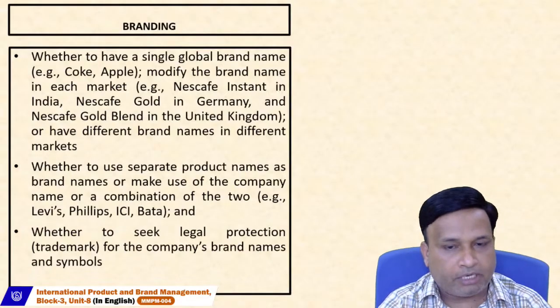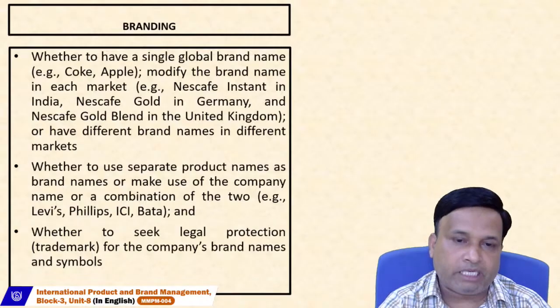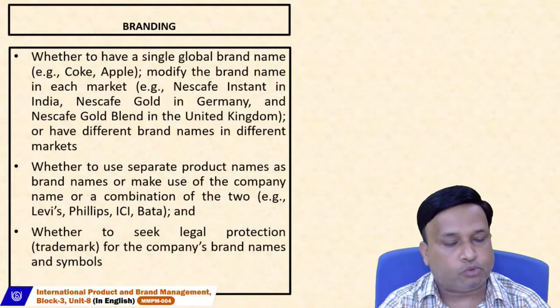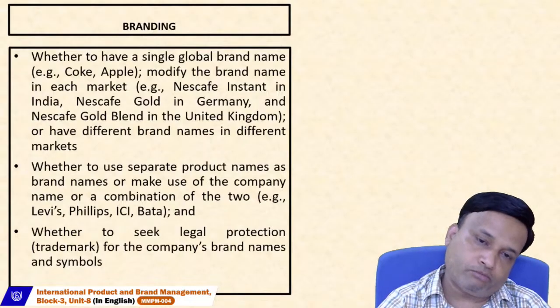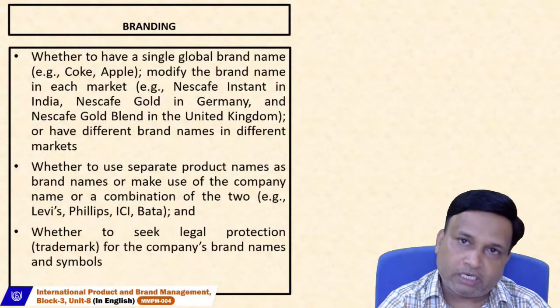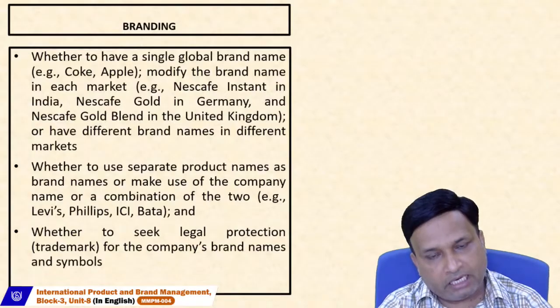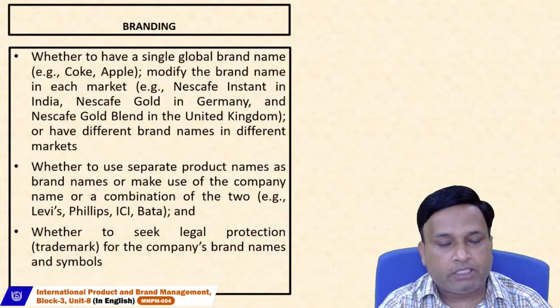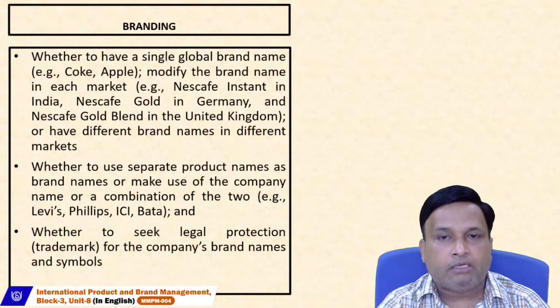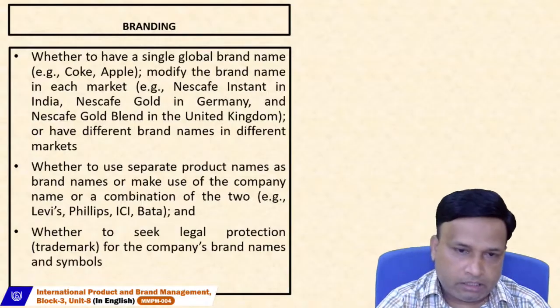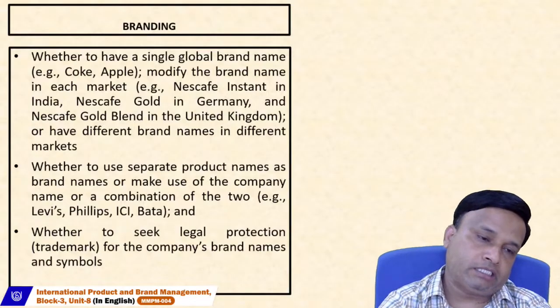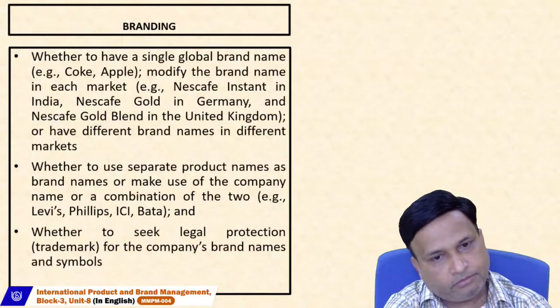Whether to use separate product names as brand names or make use of the company name or a combination of the two. If your brand is a successful one, you use the brand name. If your company is a successful one, you use the company name. Sometimes you use both company and brand name. The example I'm citing here is General Motors.